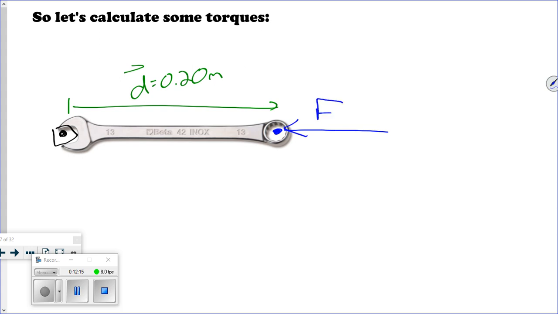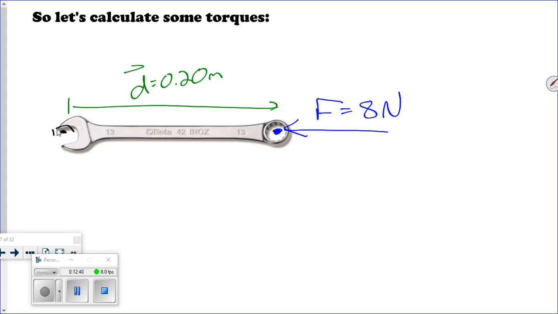Or you could pull on it. I guess that wouldn't work though, because the wrench would fall off the bolt, but whatever. So I'm going to push on it this way with a force of 8 newtons. So think about that for a second. Before you do any calculations, think about it. You're pushing to the left. All you're doing is pushing the wrench into the bolt there, right? So you're not going to be making the wrench turn at all, right? So our torque ought to be 0.